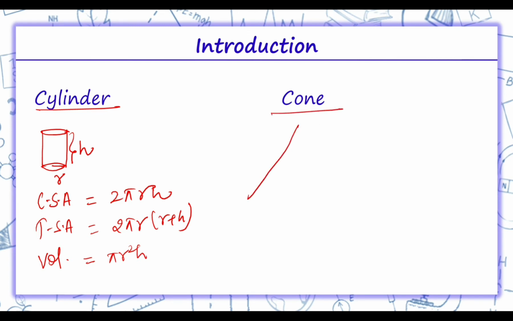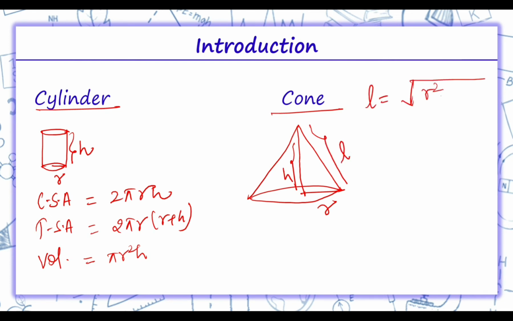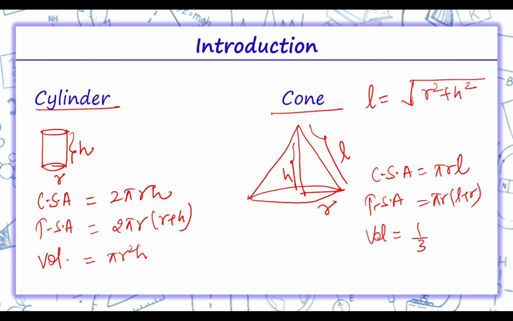Then cone is a solid figure like this whose radius is r. This is the height h, and this part is l, which is slant height, and slant height is calculated by the formula under root r square plus h square. Now its curved surface area is pi rl. Total surface area is pi r(l + r), and its volume is given by 1 by 3 pi r square h.